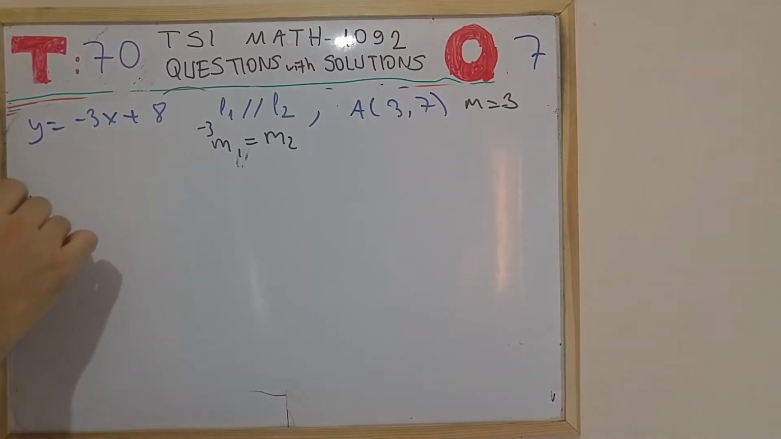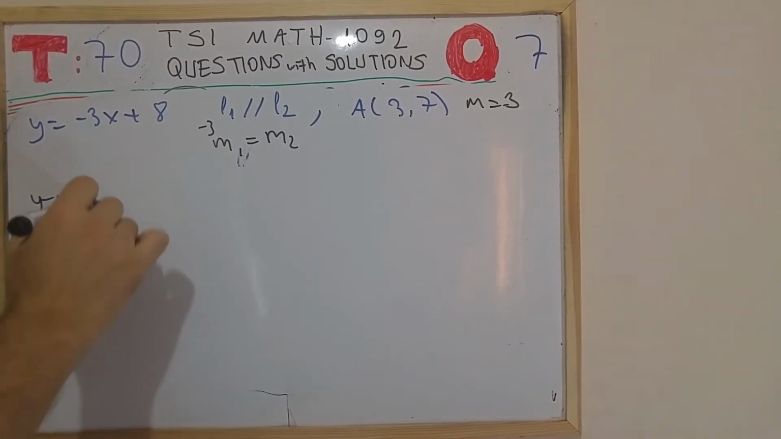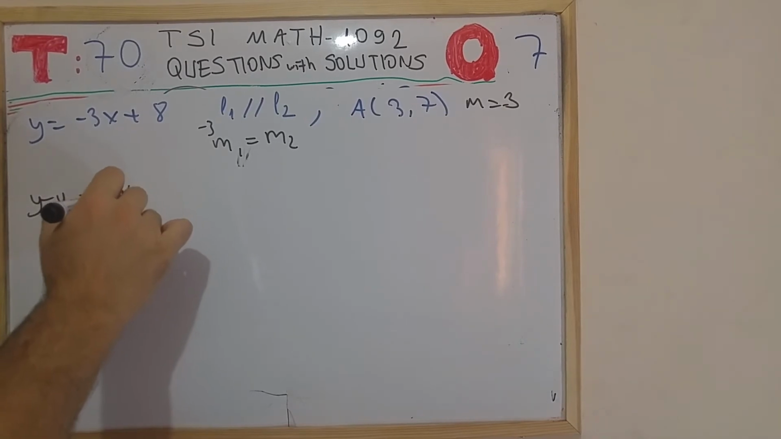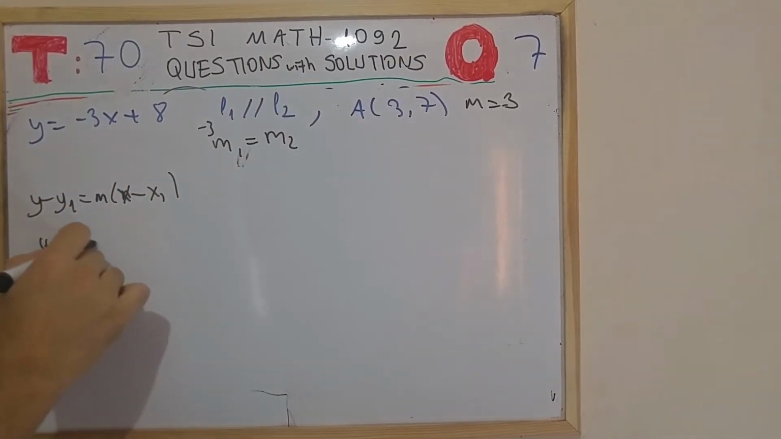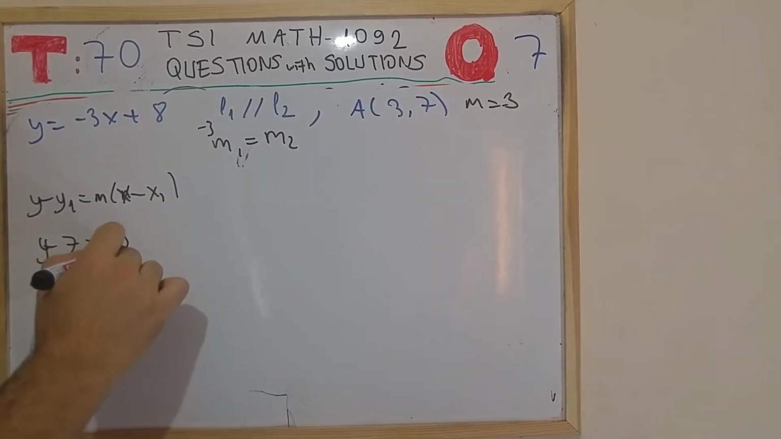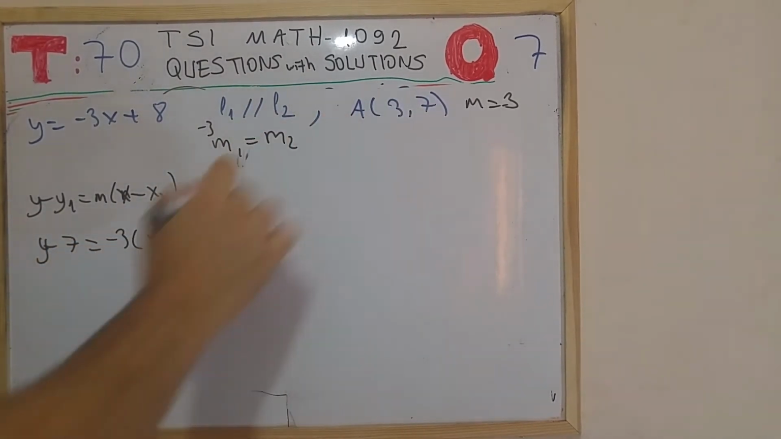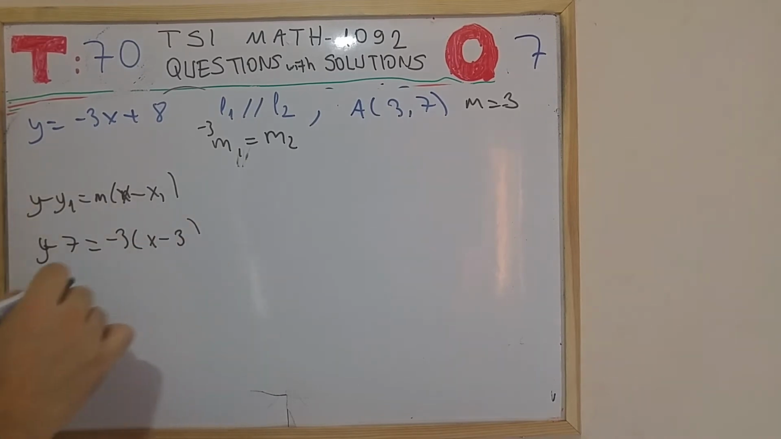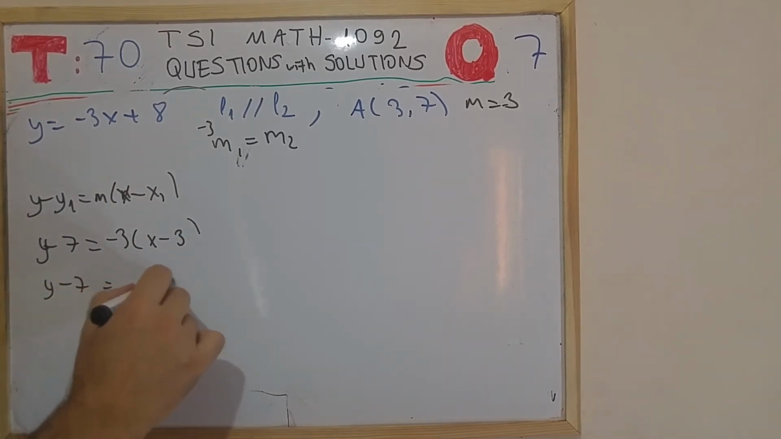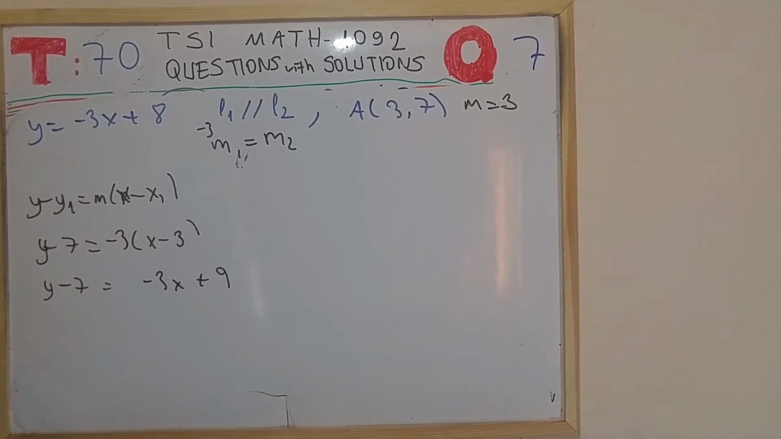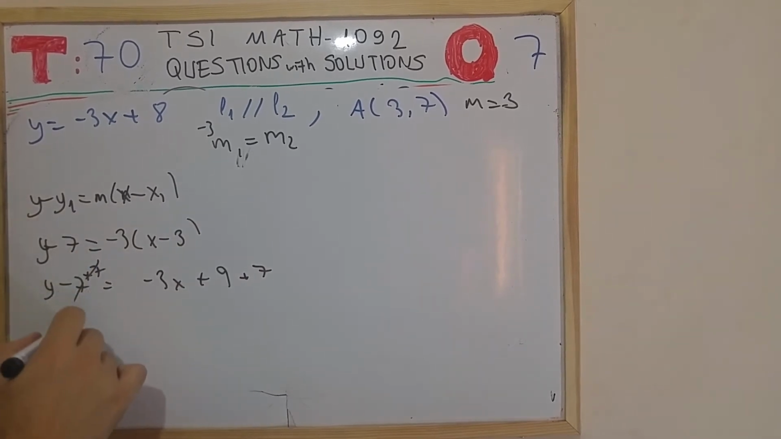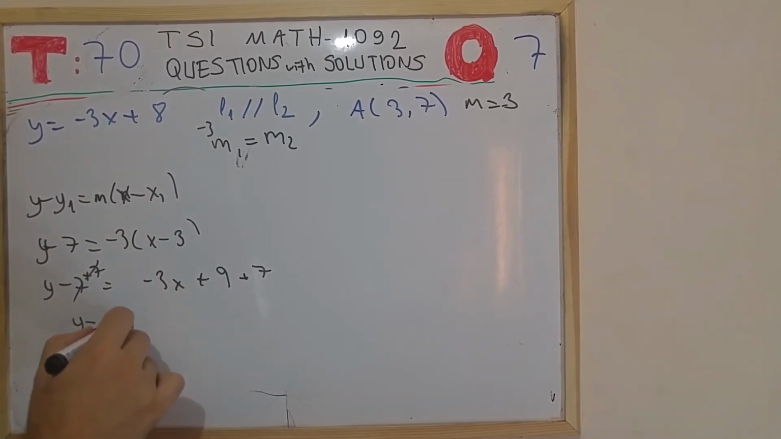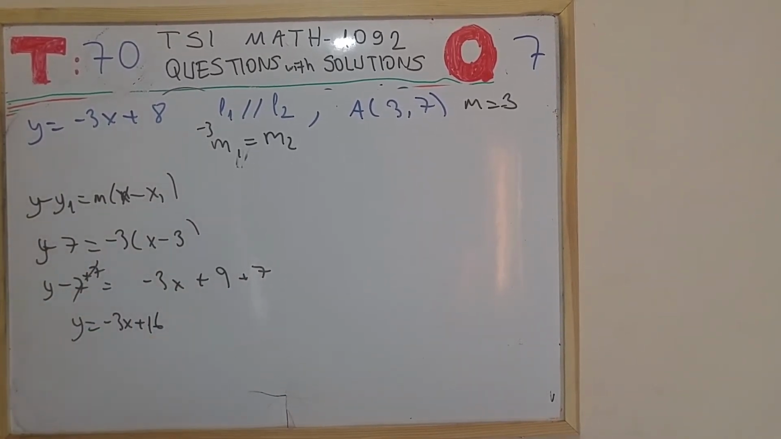Let's find the line now. y minus y1 is equal to m times x minus x1. y minus 7 is equal to minus 3 times x minus 3. Then y minus 7 is equal to minus 3x plus 9. When I add 7 to each side, y is equal to minus 3x plus 16.